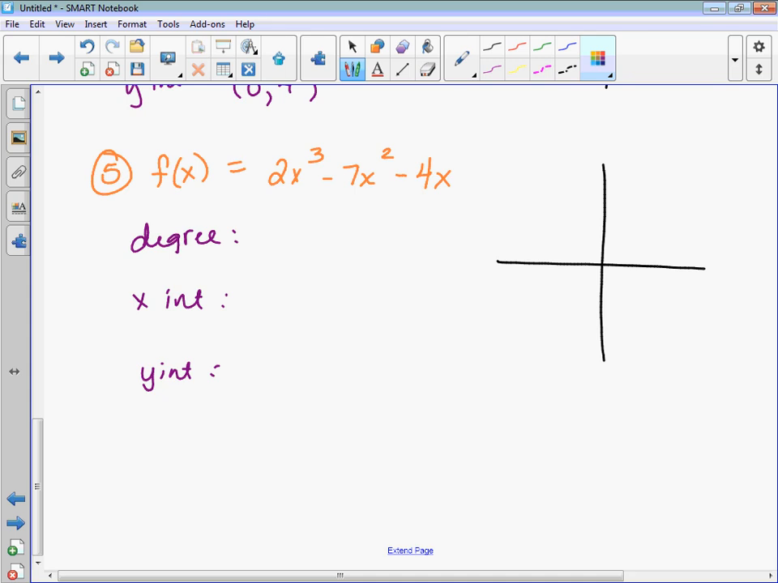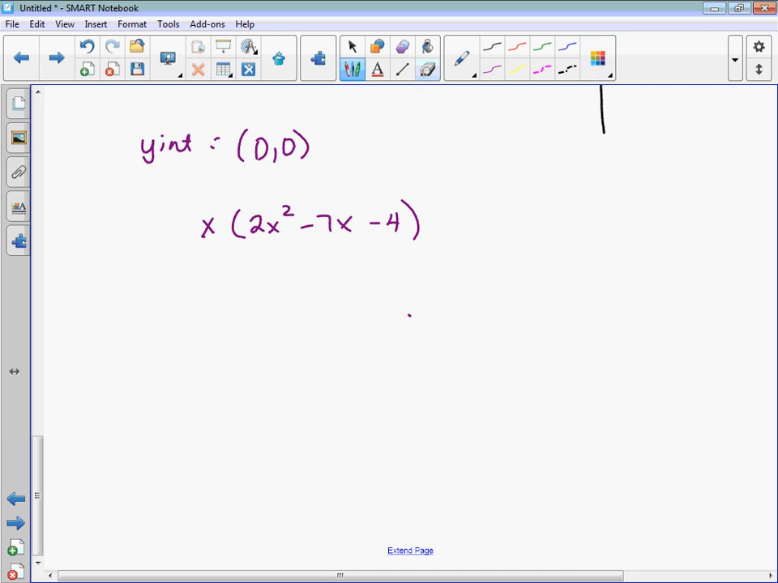All right, guys, your degree is 3, right? What's your y-intercept? 0. That's an easy one. Okay, you have to factor this to find your x-intercepts. I can take an x out, right? And then I'm left with 2x squared minus 7x minus 4.